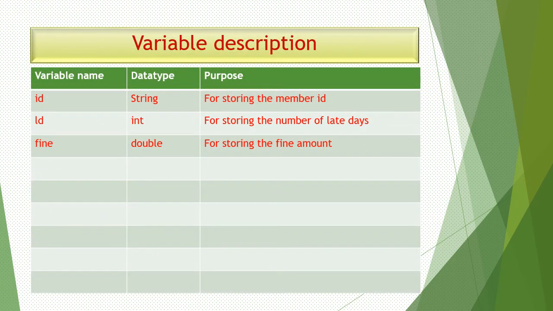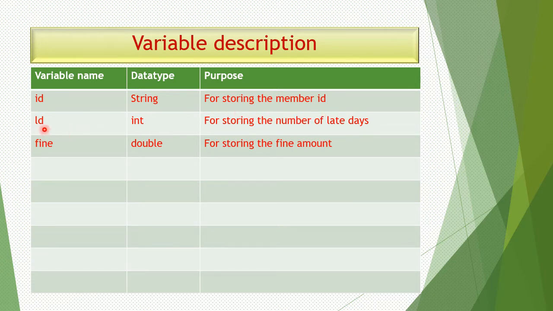Now we see the variable description of the program. Variable description is compulsory with each and every program. Variable description is the variable name, data type and purpose of the variables used in the program. The various variables that we used in the previous program are: first one, ID, that is of string data type, and the purpose is for storing the member ID.